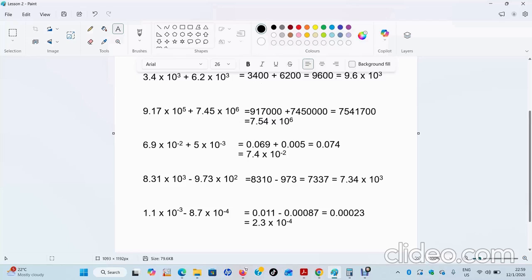So the next lesson, now we will look at the multiplication and division, where we'll just introduce a certain law which is called the law of indices.